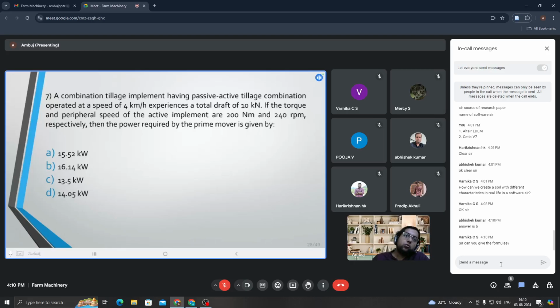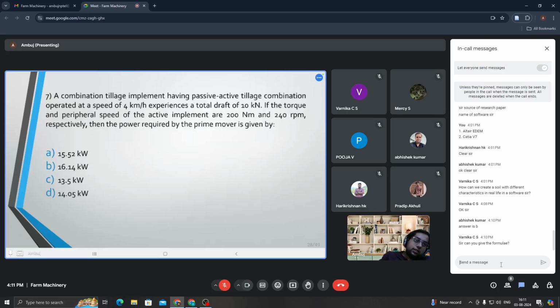In both the formulas, you have to use SI units. For calculating the power consumption of a passive tillage implement, you can use F into V directly. Draft is given, speed is given. And for getting the power consumption of an active tillage implement, you can use P equal to 2 pi T n divided by 60. If you are having RPS in place of RPM, then you can eliminate this 60 in the denominator. Directly you can write 2 pi T into n.